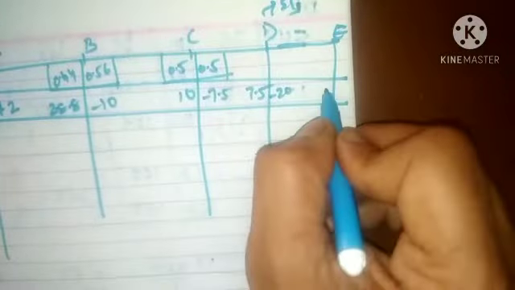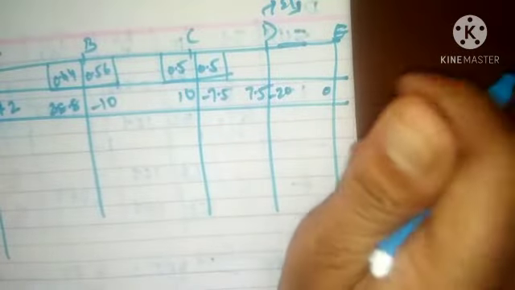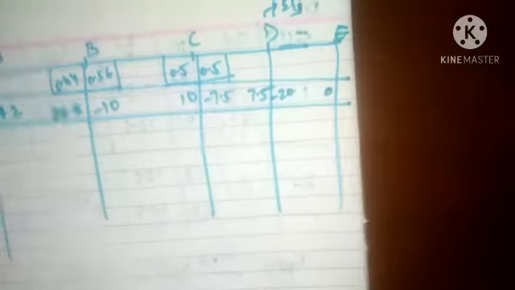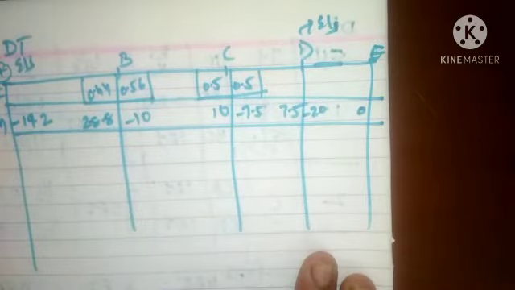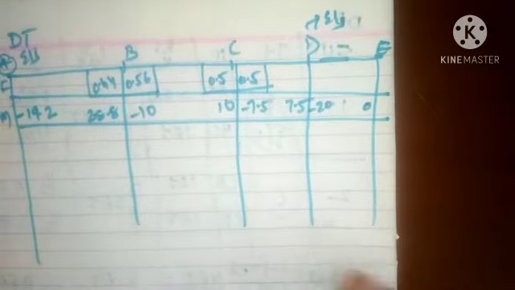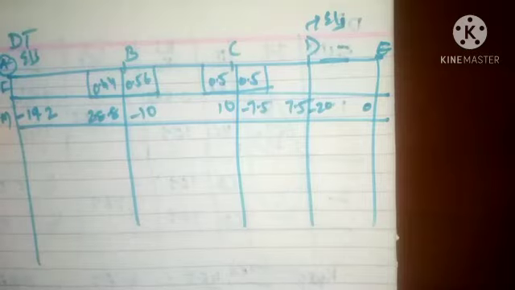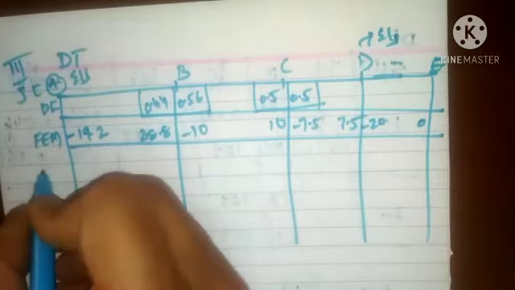Now the question is what value we need to write under E. Moment under E will be 0 because it is a free end of the beam. Always moment will be 0 at the free end of the beam, that is, for a cantilever beam or any beam, moment will be 0 at the free end of the beam. So moment will be 0 here.